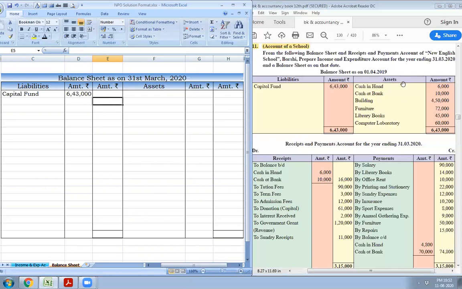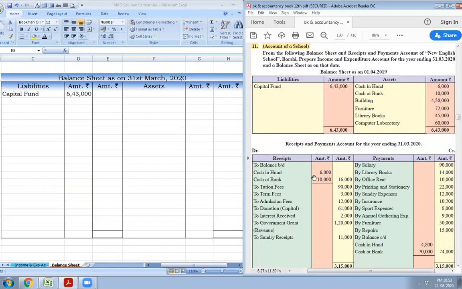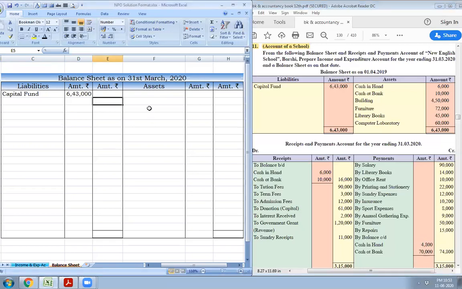Let us move ahead to the asset side. Opening cash is recorded in the receipt and payment account as opening balance. So opening cash will remain only in the opening balance sheet. Opening bank also will remain only in the opening balance sheet. We are supposed to record the closing cash and bank balance to the closing balance sheet. So ignore this opening cash in hand and opening bank balance.